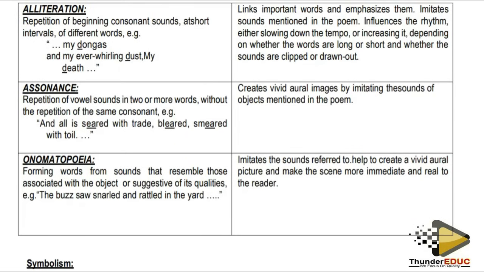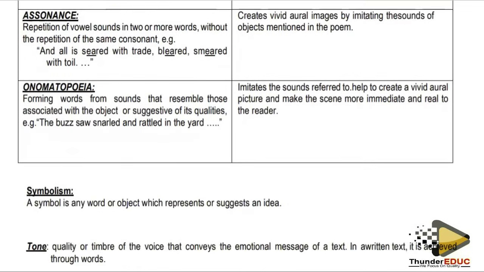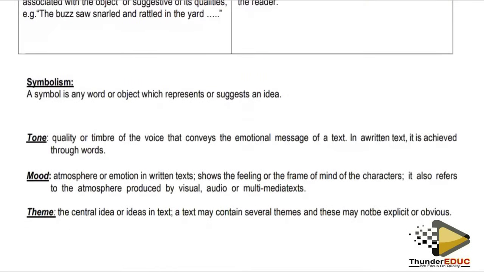So please learn to spell it right. Onomatopoeia is where the sound being made is depicted in the word, forming words from sounds that resemble those associated with the object. The bars so snarled and rattled in the yard. When you say the bars, the sound is already depicted, so we must be able to know this is a reference to the sound being made. So those are our sound devices that we must be able to capture and understand in our poetry section. There is a lot of symbolism in a majority of the poems we're doing, whereby an object is going to symbolize something. It can be a word or an object which represents or suggests an idea. So we must know that when they're talking about tombs, tombs symbolize death.